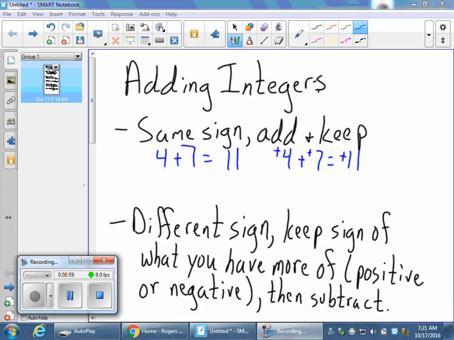We could say positive 4 plus positive 7 equals positive 11. And the other one that we're looking at with the same sign is two negative numbers. Negative 3 plus negative 8. They're both negative, so we keep the negative sign and we add the 3 and the 8 and get negative 11.